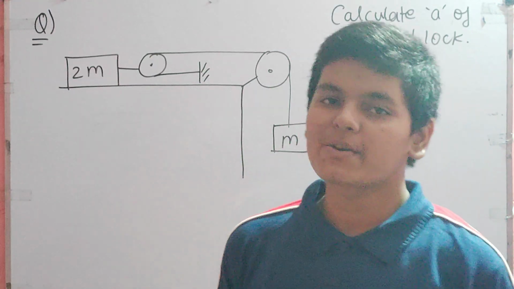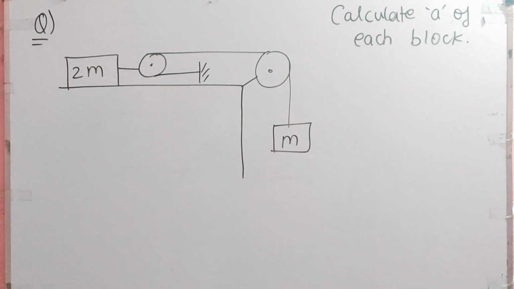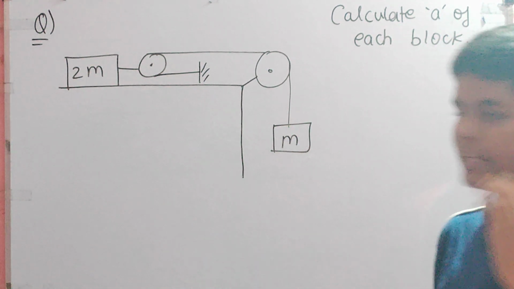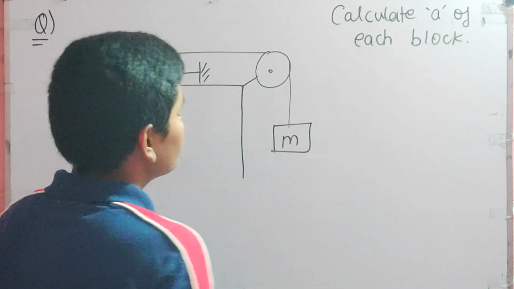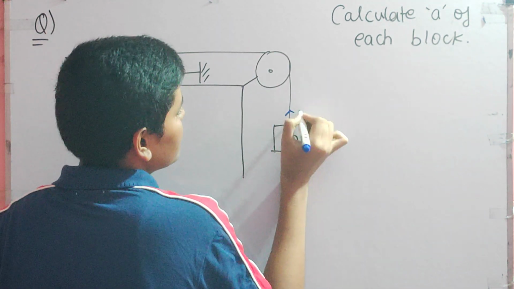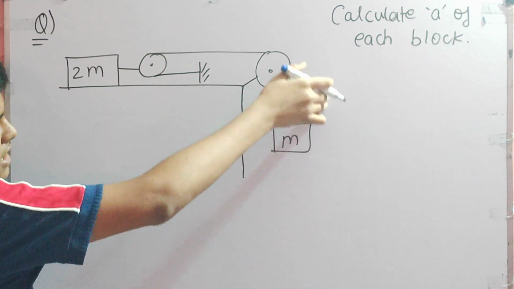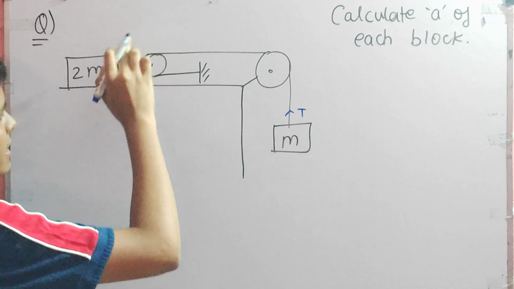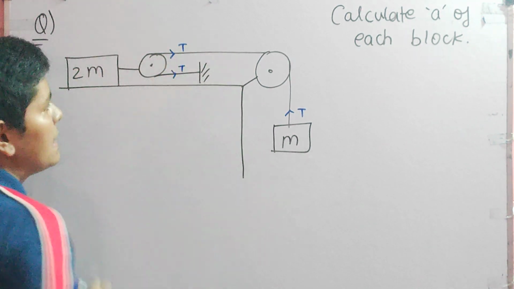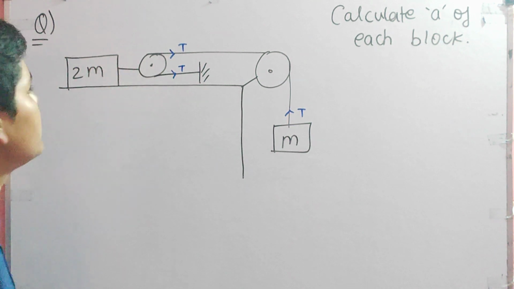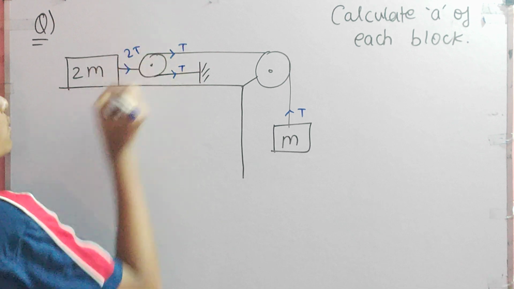So now we have our question over here. We are given this system, this arrangement, and we have to find the acceleration of each block. So first we have to mark the tension. For the block of mass M, the tension will be up, T over here. Now this same string goes like this, like this, like this, and runs around this pulley. So here also tension T, here also tension T. But here the string is changing, and what we have learned, here the tension will be 2T.